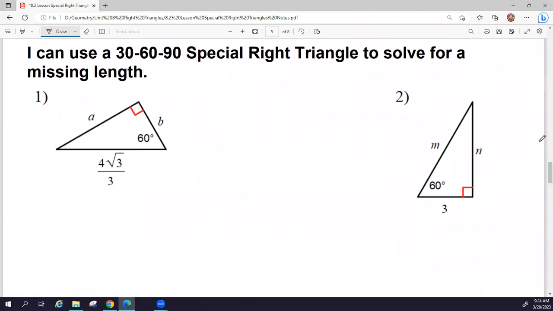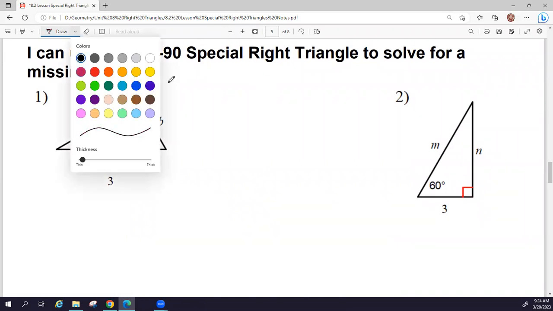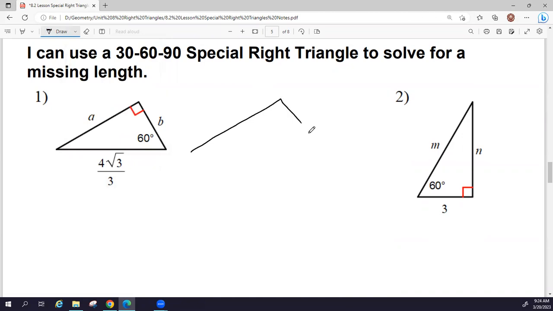Our other type of triangle is a 30, 60, 90 right triangle. The relationship between the legs and the hypotenuse is going to be different. If I have a 60-degree angle, I'm always going to have a 30-degree angle. The side across from the 30-degree angle is going to be 1. The side across from the 90-degree angle is going to be 2. And the side across from 60 is going to be root 3. This is our reference triangle.